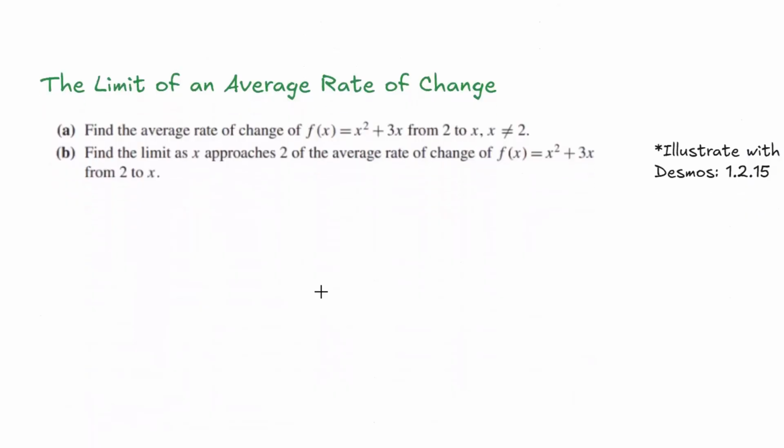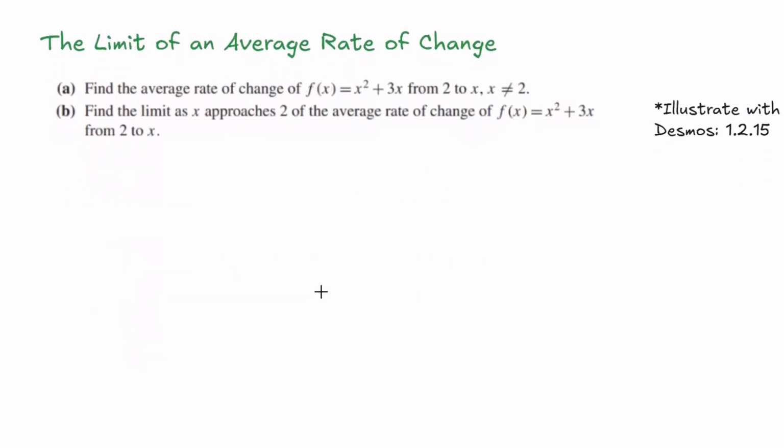All right, the next thing I want to talk about is a limit of an average rate of change. An average rate of change is basically the slope of a function between 2 points. So if I do this in general, some interesting and neat things happen. So I want to find the average rate of change of f of x equals x squared plus 3x from 2 to x.